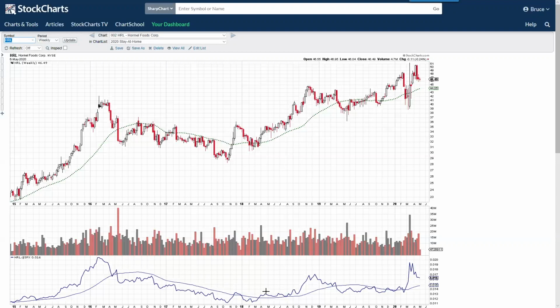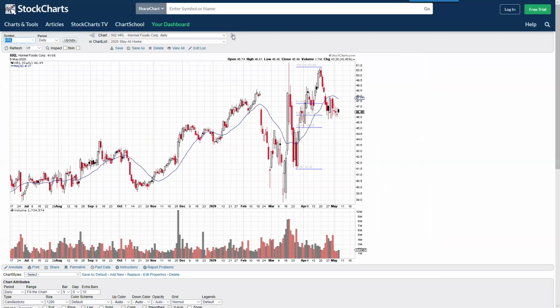Relative strength is out of favor. Now it's basing, it's moving back into favor. This is a really interesting setup. Let's look at the near-term trend movement. Okay.